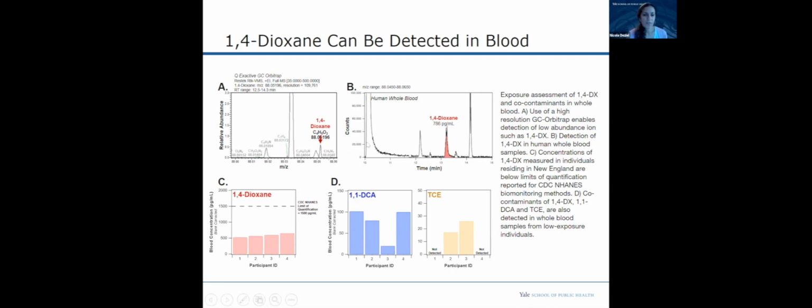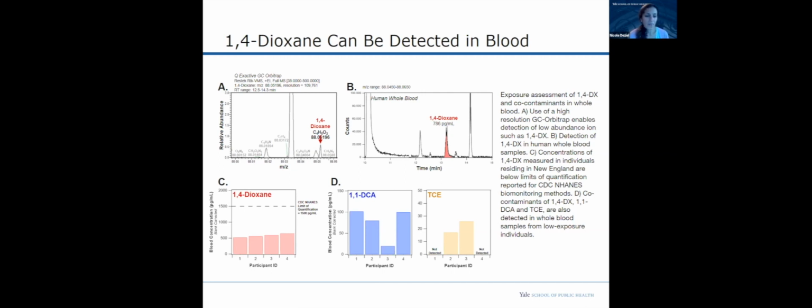So once she developed this methodology, we wanted to apply it in a pilot study. We were able to obtain whole blood samples from 4 residents of New England who had no known or obvious source of exposure to dioxane. And this panel C is showing the results of the analysis from those 4 participants.